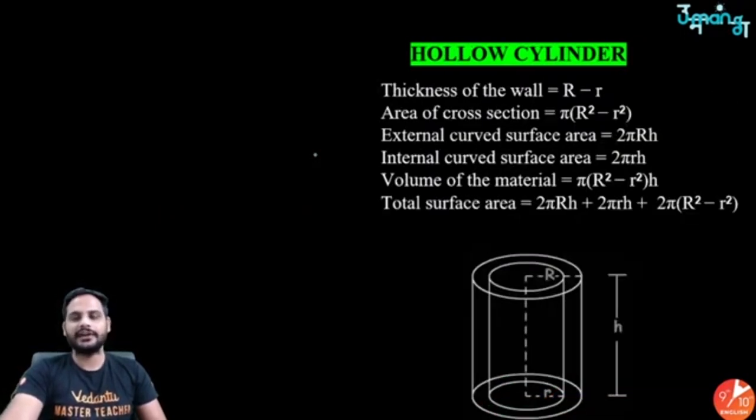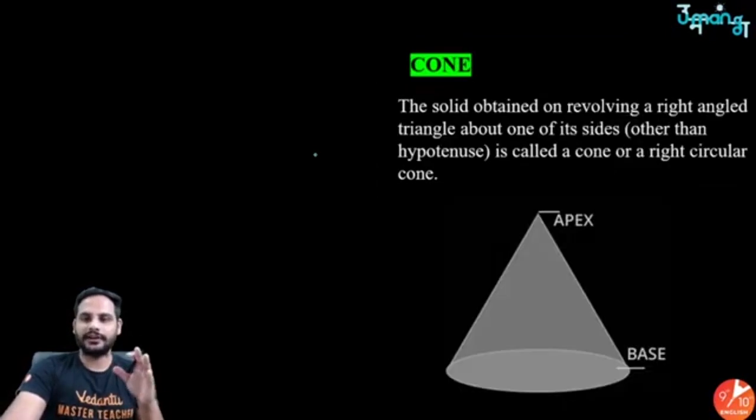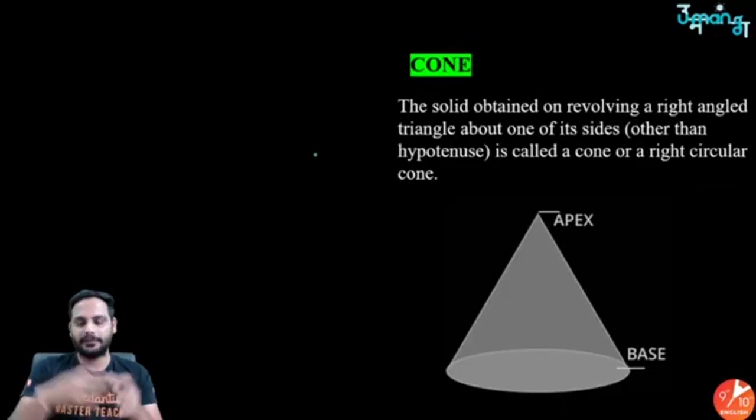So instead of mugging it up, just understand the part, you'll get it. Got it? So this is your hollow cylinder. After that comes the cone part. A cone is what, beta?